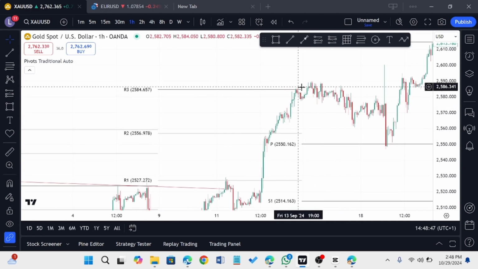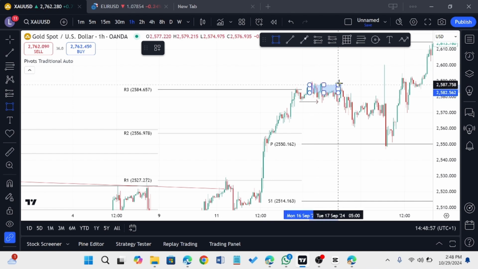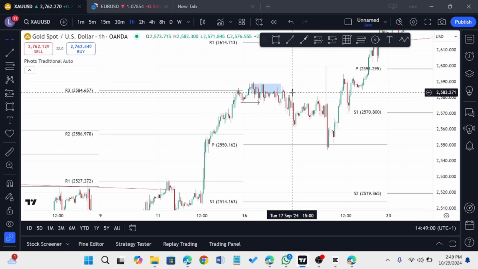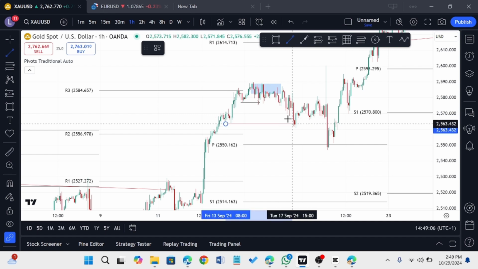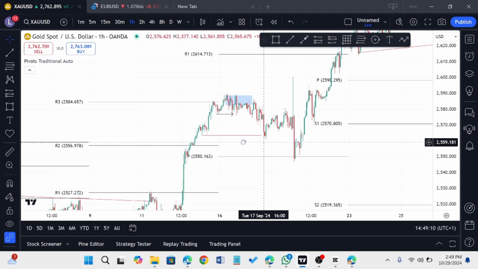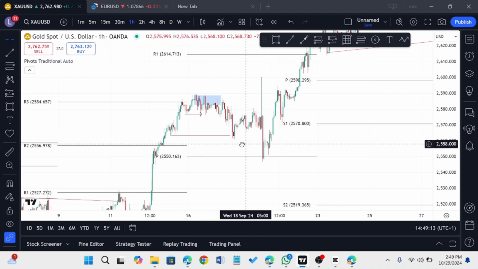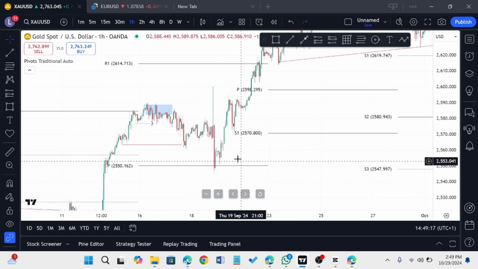So you can see the reaction from the R3 pivot line right here. So price broke this support level right here, giving us a good confirmation for minor sells. Remember, price is bullish, so your sells should just be minimal or minor. Take profit at this support level right there. Price reacted from the central pivot line easily. This was a nice reaction.